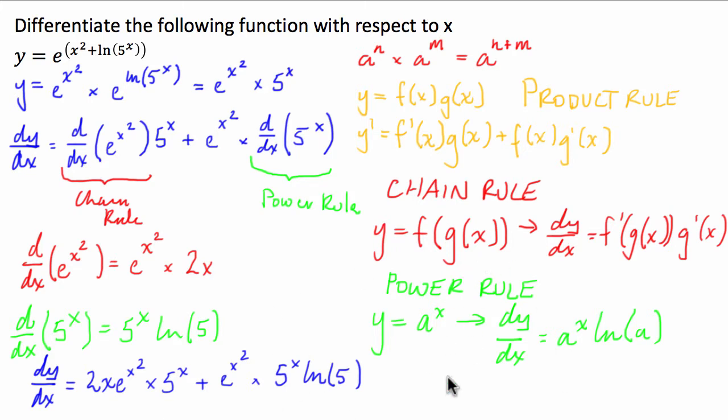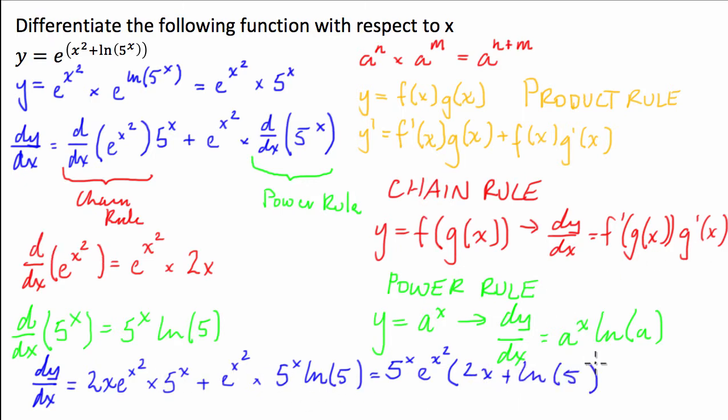Cool. So what I'm going to do is factorize this, guys, by 5 to the x and e to the x squared, to simplify it a little bit. So I'm going to have 5 to the power of x, e to the x squared, outside of the bracket 2x plus ln 5. And that, guys, is the derivative.